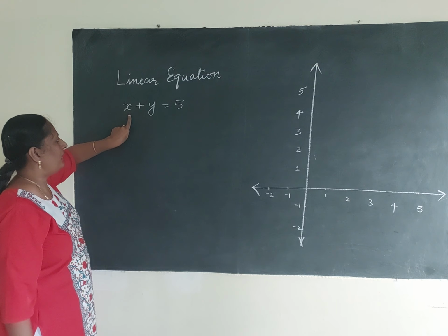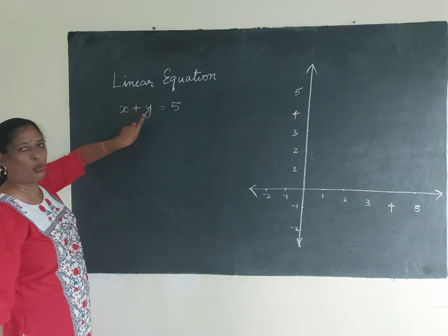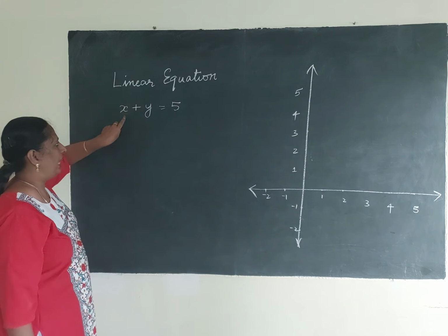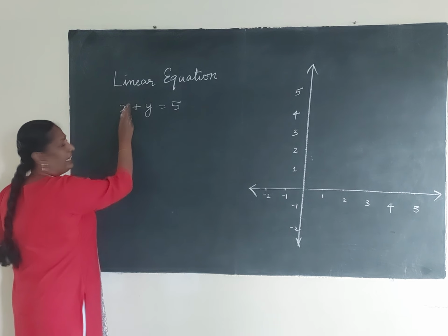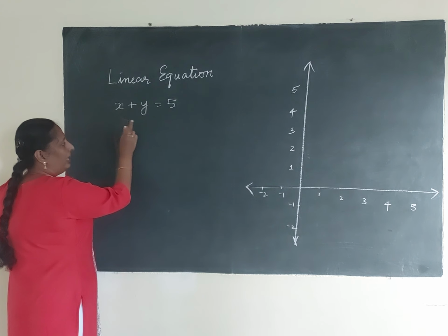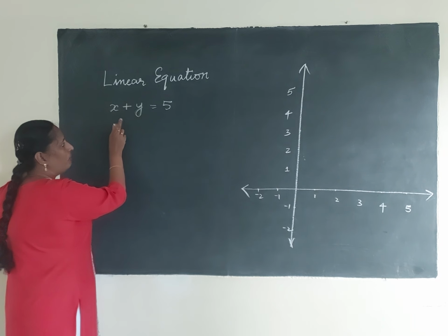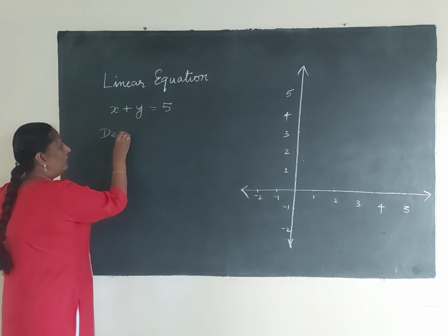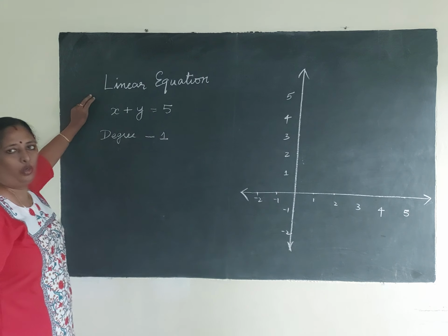Here, if you see the variables, we have two variables, say x and y. The degree of the variable x, the power of x, is 1. Here, nothing is mentioned, so we have to take it as 1. So the power of x is 1 and the power of y is 1. So here the degree of the equation is 1. So, in an equation, if the degree is 1, then it is called a linear equation.